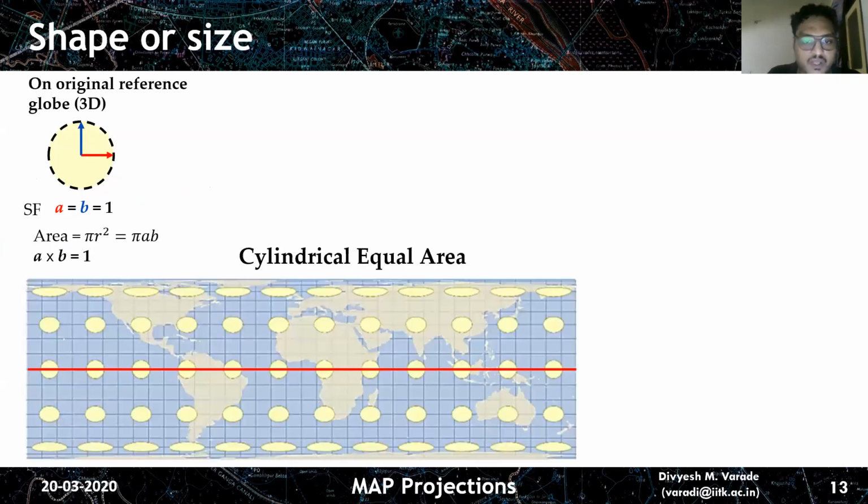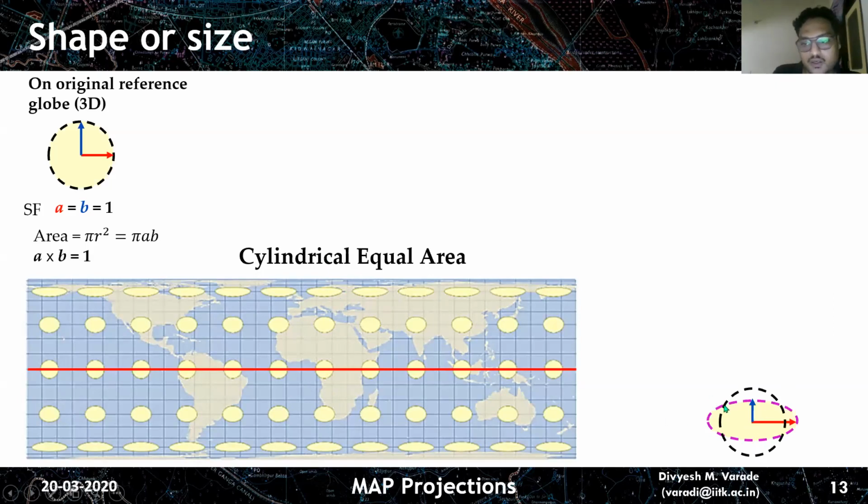Now let us take an example of the cylindrical equal-area projection. In this case, we know that along the standard line we do not have much distortion, and as we move away from the standard line, the distortion increases. Look at how the Tissot's indicatrix keeps on shrinking as we move away from the equator. You can see there is some shrinking along the north-south direction here, and this is highly exaggerated near the poles in both directions. So the Tissot's indicatrix near the poles keeps on shrinking in the north-south direction.